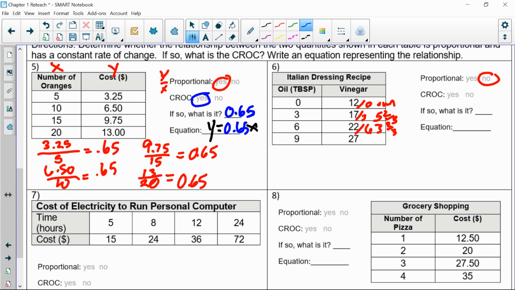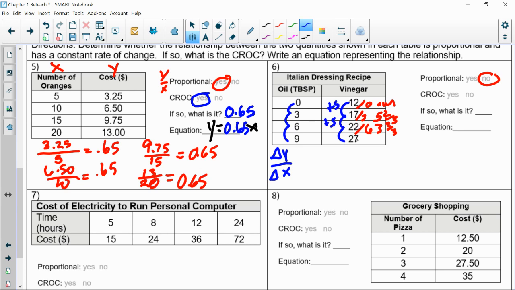Now, that does not automatically mean that there is no constant rate of change. Remember, for constant rate of change, we look at how we are increasing or decreasing for y over how we are increasing or decreasing for x. So my change in y over my change in x. Each time here, 12 to 17 is 5. 17 to 22 is 5. So I added 5. I added 5.